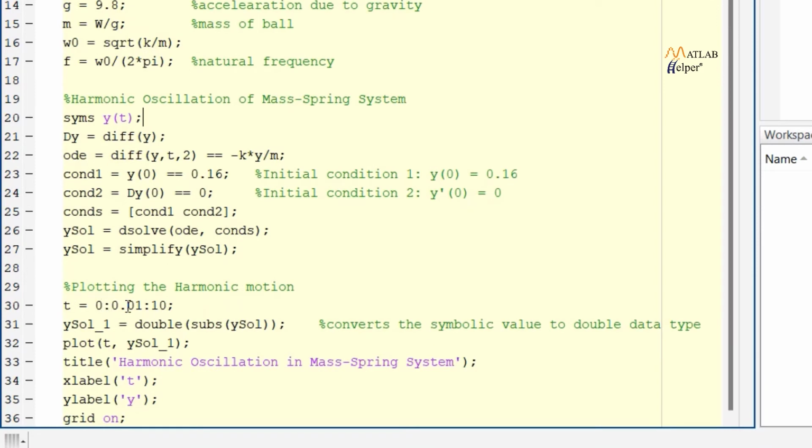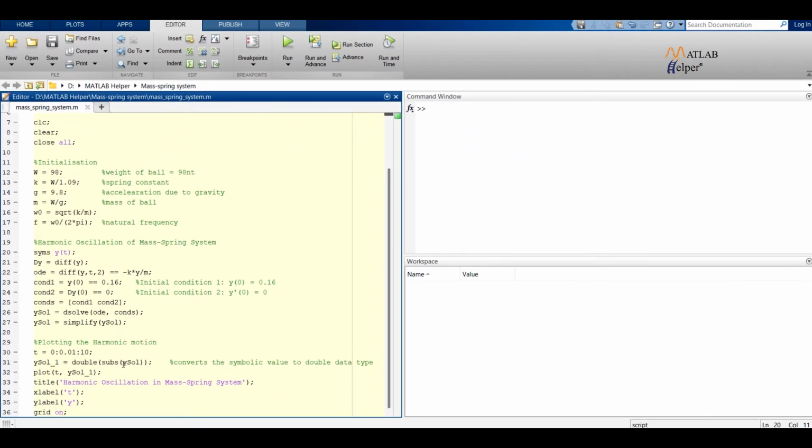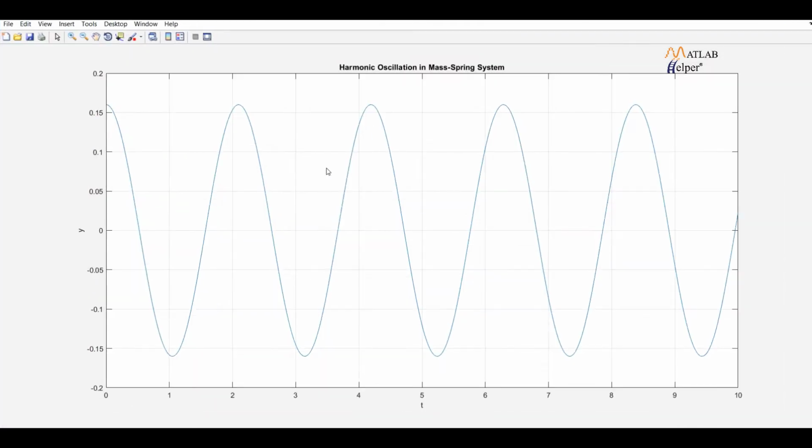Finally, I am assigning time t equal to 0 to 10 seconds, with each step being of 0.01 seconds. Remember to convert the symbolic value of ysol to a double data type, otherwise the plot function will show us an error. So let's run our program and check the results. The output graph shows that indeed the system has harmonic oscillations. In the next part, I will introduce damping to this system. I will also discuss the three types of damping and will plot the model for all the three cases of damping.